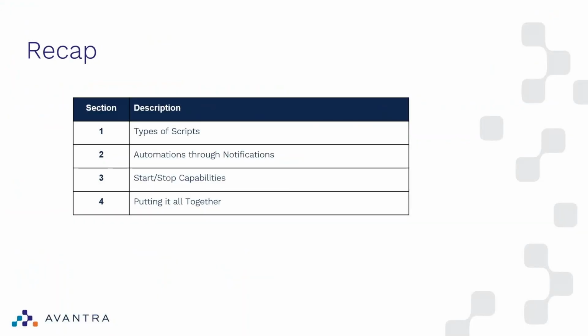So just as a recap, in this session, we covered the different types of scripts that are available on the Avantra platform, automations through notifications or trigger-based automations, start and stop capabilities, whether it's SAP, SAP database, or the public cloud server. And then we kind of put it all together in a very simplistic yet very easy scenario where we put those multiple checks together as a single unit, tied it together trigger-based through notification, tied it through an automation to have it all work together.